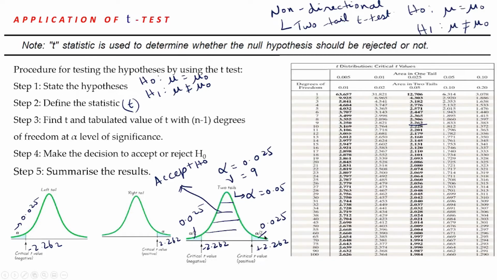So this is what we have to do as far as the t-test is concerned. So that is the fourth step. We have to make the decision to accept or reject H naught, which is based on the tabulated value of t and the value of the t-test statistic. And finally, we have to summarize the result. Summarizing the result means we have to write the result based on what is asked in the question. So these are the steps that we have to go about when we perform t-test.